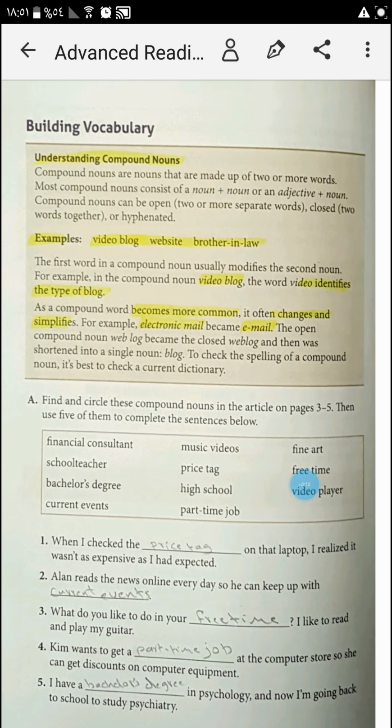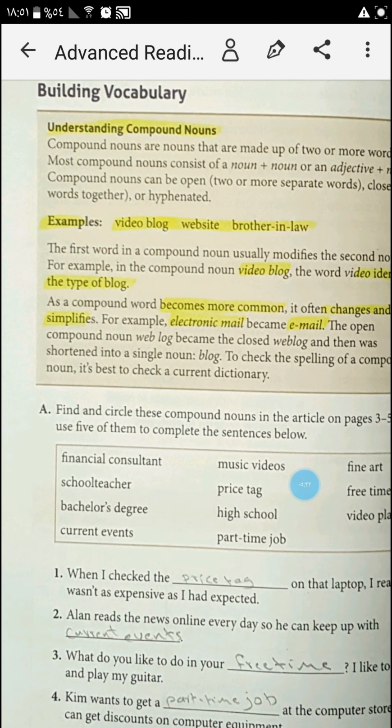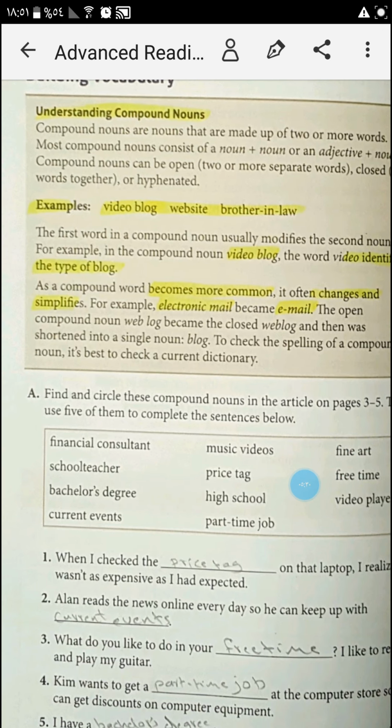As a compound word becomes more common, it often changes and simplifies, because it becomes common and is used in everyday communication. People use it, so it changes. For example, electronic mail became email, and electronic commerce became e-commerce.